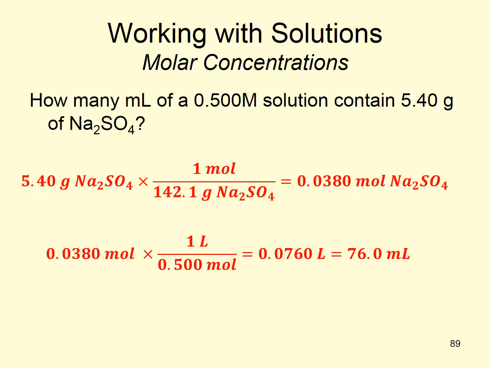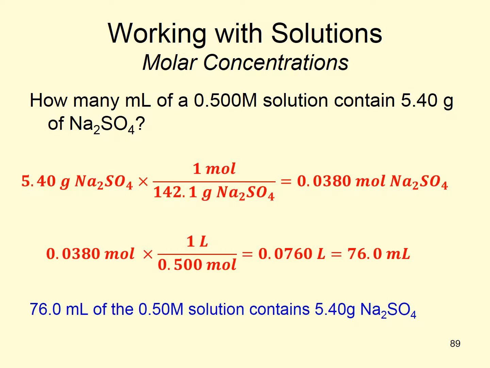Again, we could do a ratio if you want: 1 liter equals 0.5 moles, so how many liters equal 0.0380 moles, and you could set those equal to each other and cross multiply, sort of like a proportion, and that's basically what we're doing here. But it's probably very helpful for you to learn how to line up your units. Once you know something and you know what you're looking for, if you put that on top and what you're trying to get rid of on the bottom, you won't go wrong. So using your units is a very helpful technique to use. So 76 milliliters of the 0.5 molar solution will contain 5.4 grams of Na2SO4.